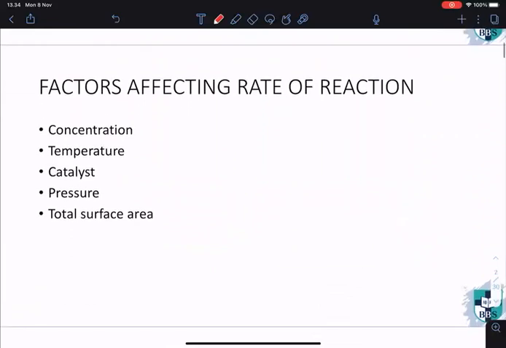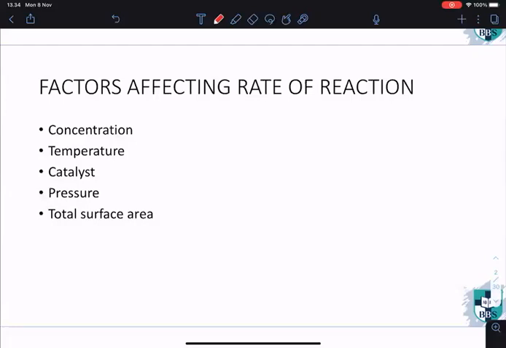Now in your AS, we have learned that there are five factors affecting rate of reaction. This is something that you should know by heart. Factors affecting rate of reaction: concentration, temperature, catalyst, pressure, total surface area. I'll just go briefly.